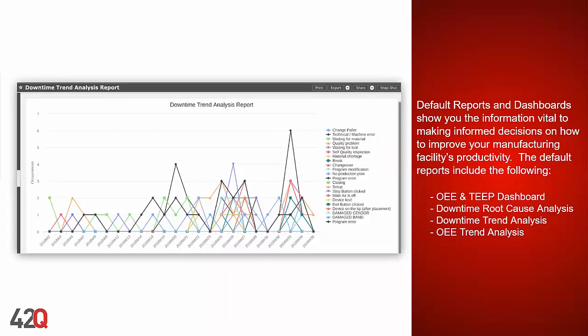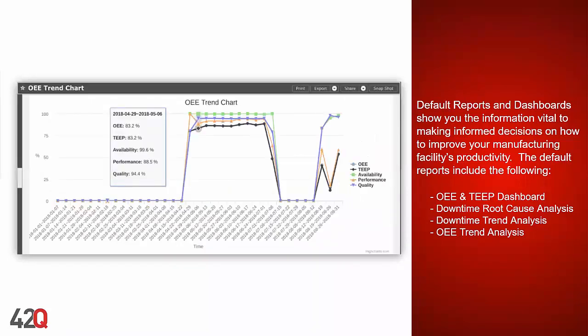Next up, we have an OEE trend chart. This trend chart shows OEE, TEP, and then breaks out the individual availability, performance, and quality. In this chart, we can see the production started up during the week of April 15th and ran somewhat smoothly at about 83% until the week of July 4th. Went down for a few weeks, then we're making this product for a little while.